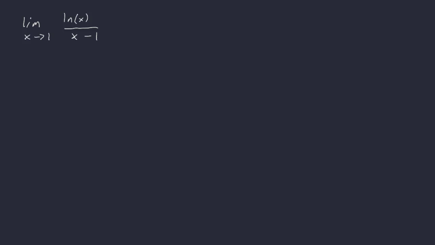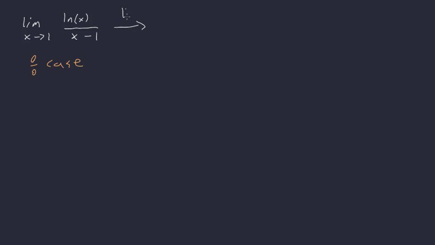This is going to be a 0 over 0 case because the natural log of 1 is 0 and 1 minus 1, of course, is 0. So it's a 0 over 0 case. And it's also one where algebra is not really going to help us. We can't really factor or cancel or do much here to simplify this expression to make calculating the limit easier or even possible necessarily. So what we do is use L'Hopital's Rule.